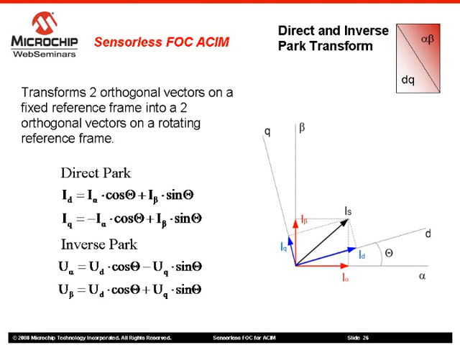Direct Park transformation outputs D and Q are time invariant in steady-state conditions. The D component is proportional to the flux, while the Q is proportional to the torque. The inverse Park transformation calculates the equivalent of input voltages from the rotating reference frame to a fixed reference frame.